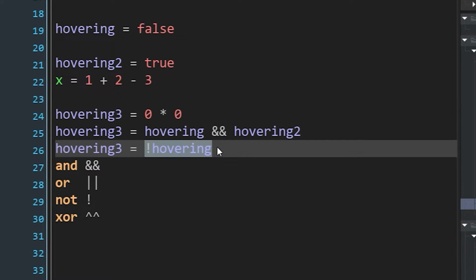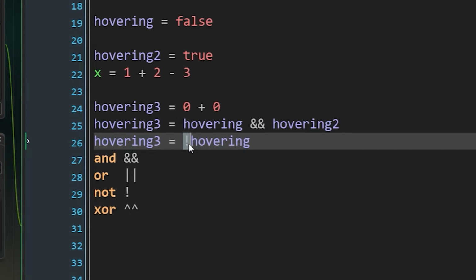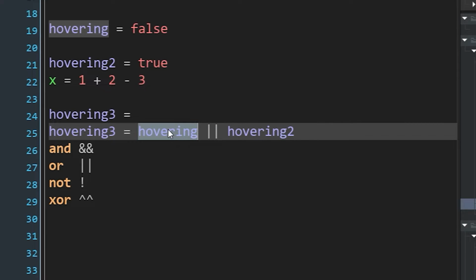On that note, NOT is just a quick reverse of whatever the value is. NOT is basically just the guy who's always looking for a fight. No matter what you say, he's going to disagree with you. I'm false. No. I'm true. No. OR is comparing whether one thing or the other thing or both are true.